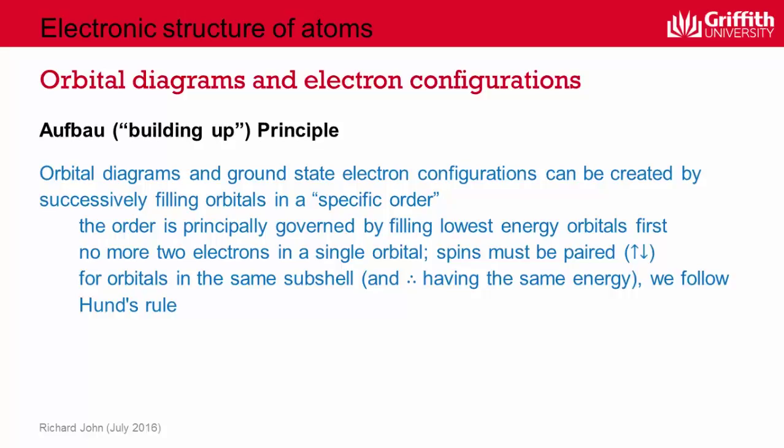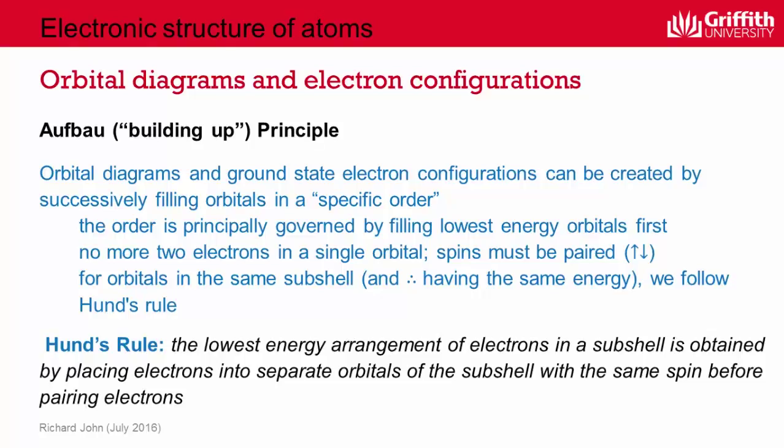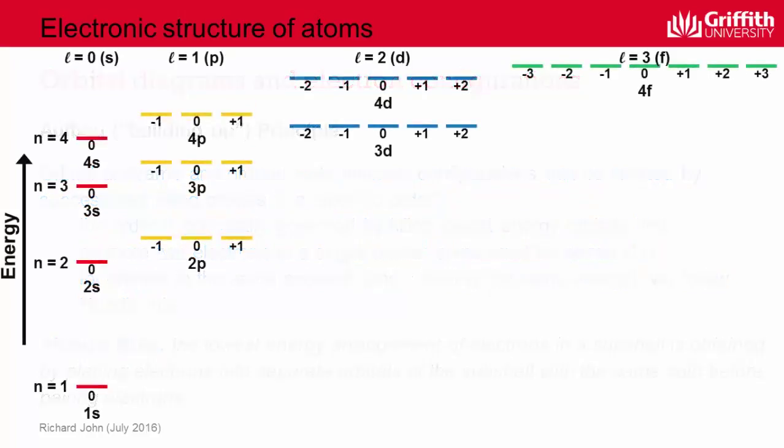Now, for orbitals in the same subshell and therefore having the same energy, we have to follow a rule called Hund's rule. And Hund's rule says that the lowest energy arrangement of electrons in a subshell is obtained by placing electrons into separate orbitals of the subshell first, with the same spin, before pairing the electrons. So what does that actually mean?